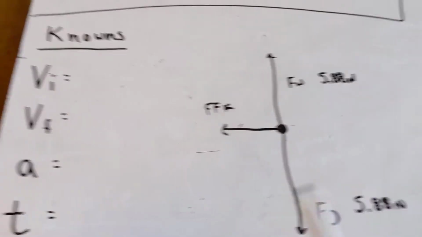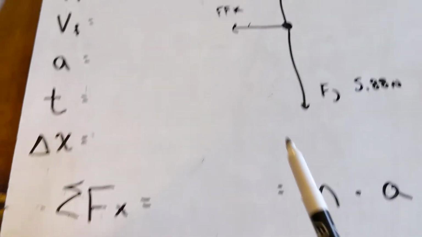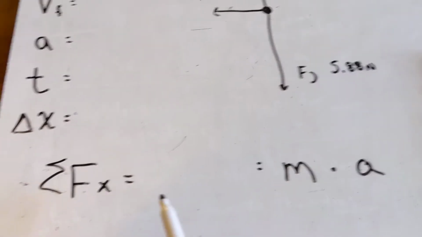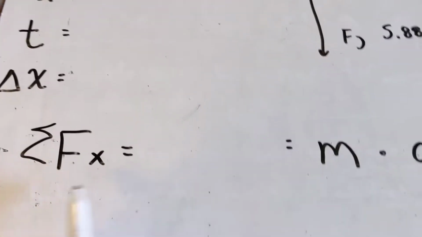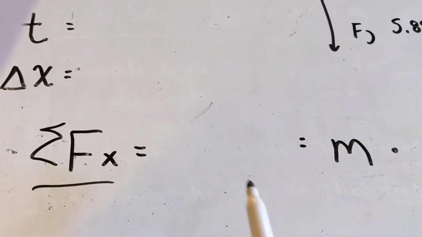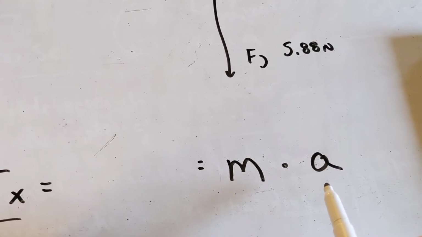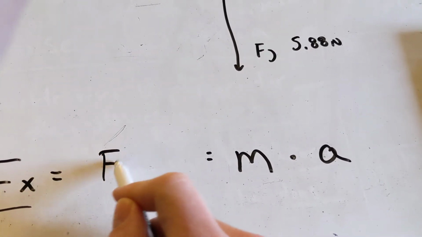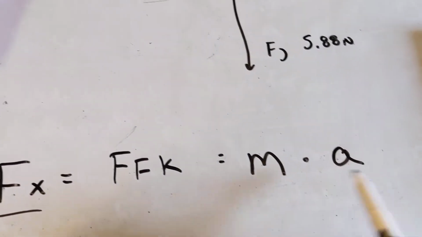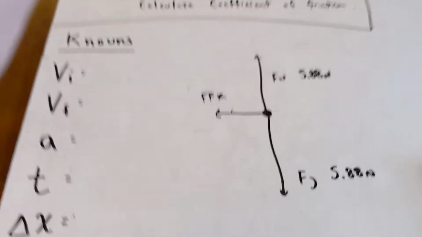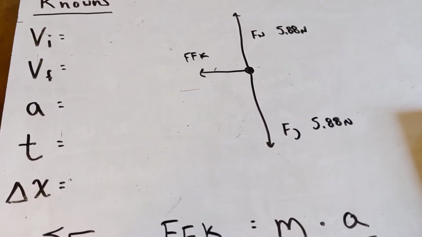Now we've got to determine what our force of kinetic friction is. It doesn't tell us that, but since there's only one force in the x direction, that is going to be our net force. So we'll be able to solve that with mass times acceleration. So this is just going to be FFK. But now we've got to find our acceleration. We have our mass, which is 0.6, but we're going to have to find acceleration using our kinematics.